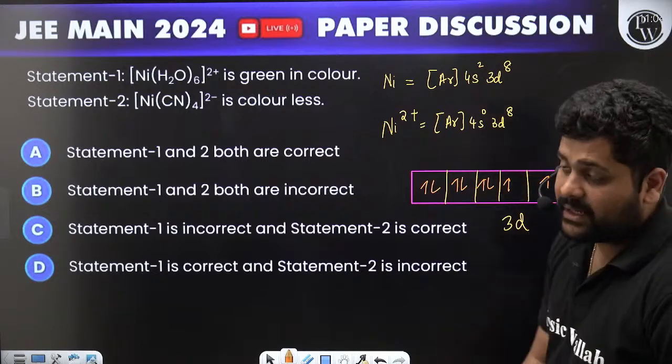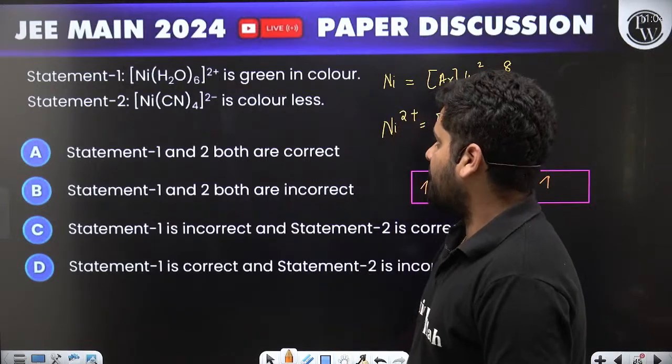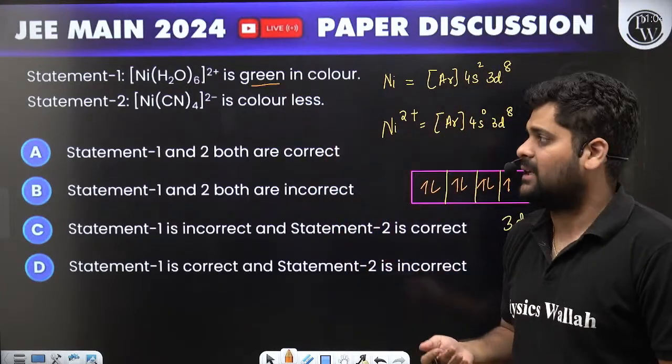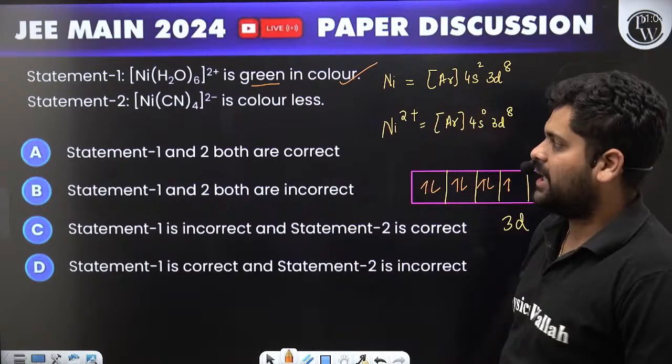It is paramagnetic. It would show some color. What color exactly does not matter, you are getting some color. So statement 1 is going to be the correct option.